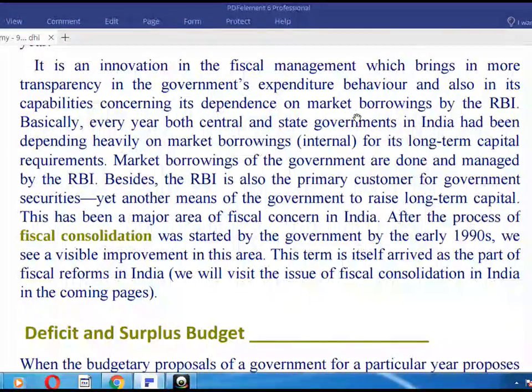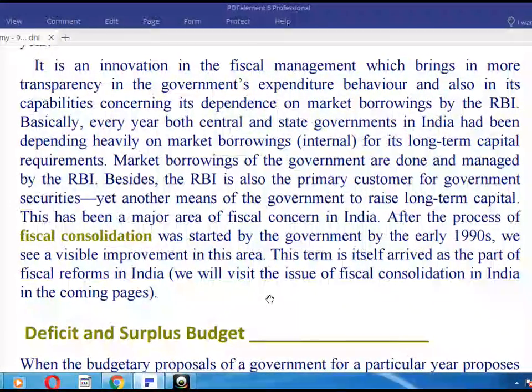Basically, every year both the central and state governments in India had been depending heavily on market borrowings for their long-term capital requirements. Market borrowings of the government are done and managed by the RBI. Besides, the RBI is also the primary customer for government securities, yet another means for the governments to raise long-term capital. This has been a major area of fiscal concern in India, after the process of fiscal consolidation was started by the government in the early 1990s. We see a visible improvement in this area. This term arrived as part of the fiscal reforms in India.